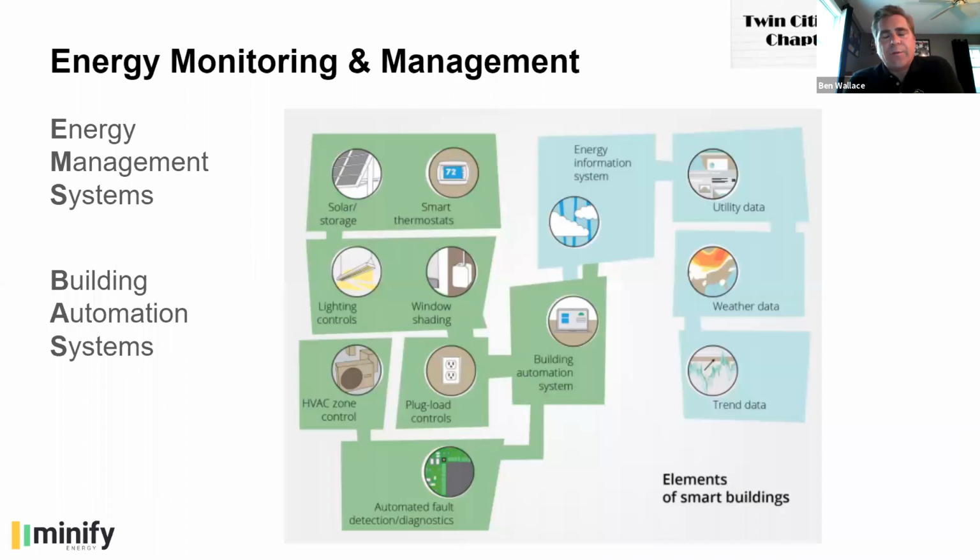And then the energy management systems and building automation systems are really a great source that helps to tie this together and piece together from the thermostats, the HVAC, lighting, if there's renewable with solar or other plug load management, fault diagnostics, all rolled up into BAS systems, as well as energy information systems that bring in the utility data, weather, and trends.